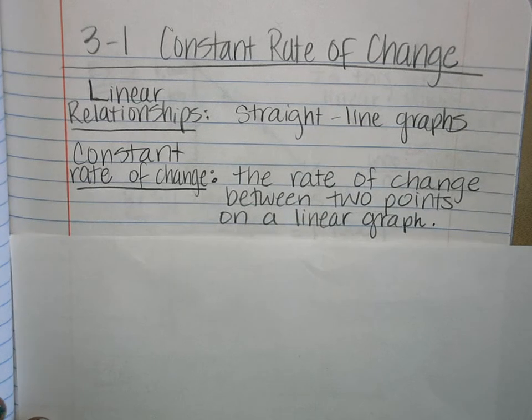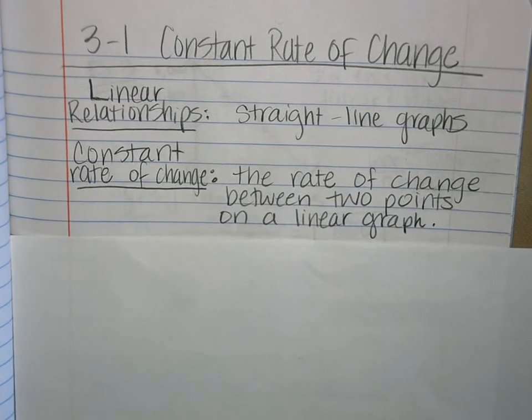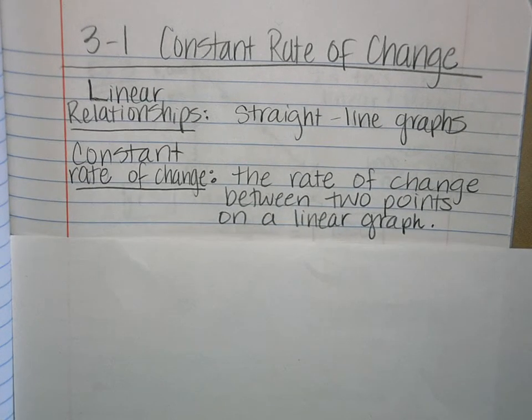And here's the definition for constant rate of change. Again, your book is more wordy than this, but basically it's the rate of change between 2 points on a linear graph. So you have 2 points on a graph, and this is the rate between the 2 points. It's how the points are changing or how the graph is changing. That's our constant.